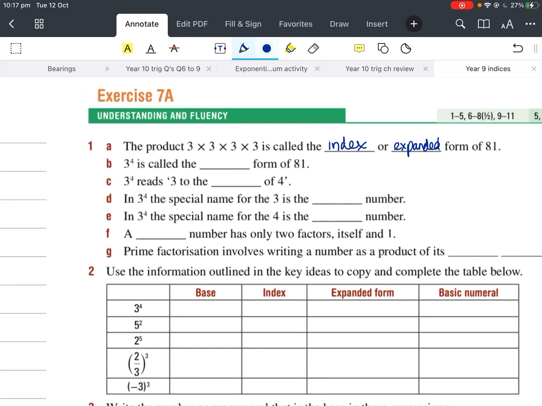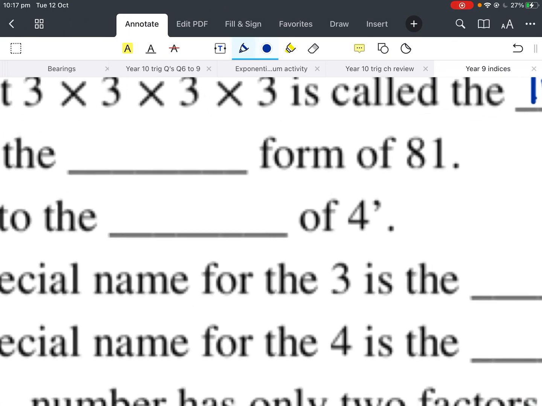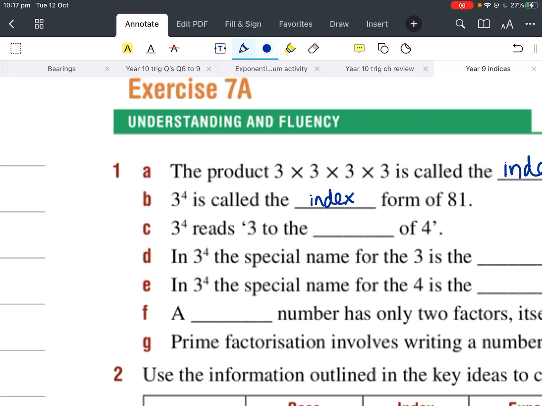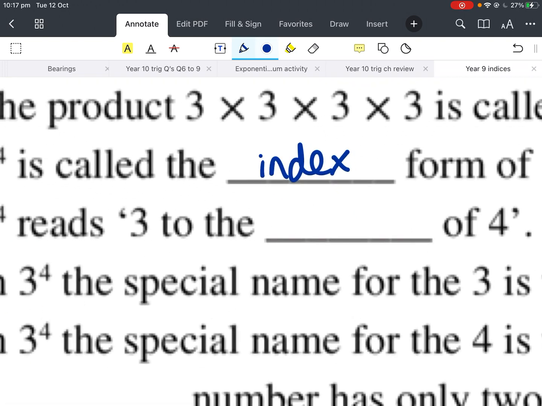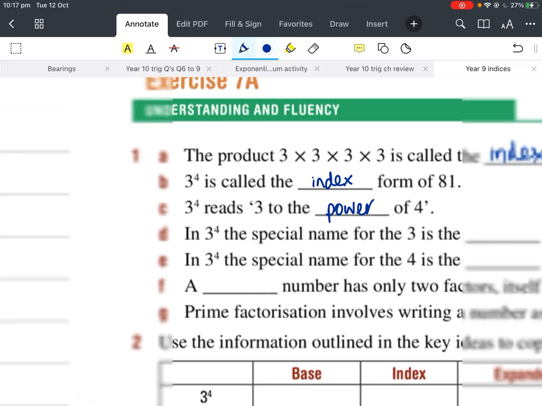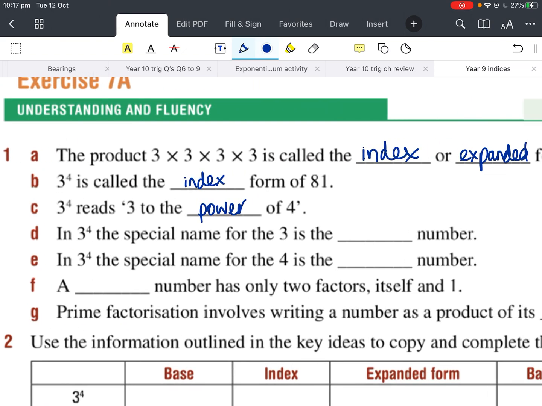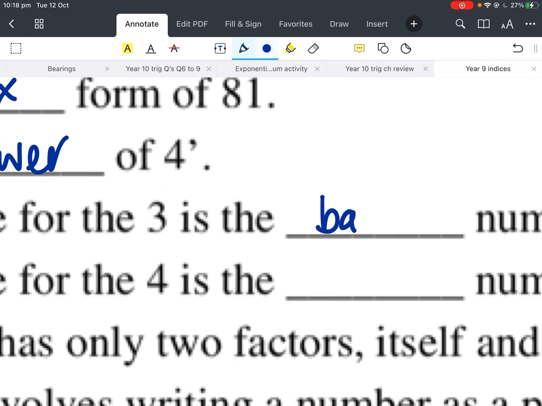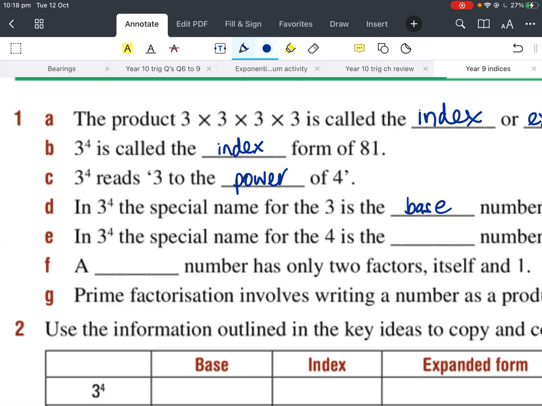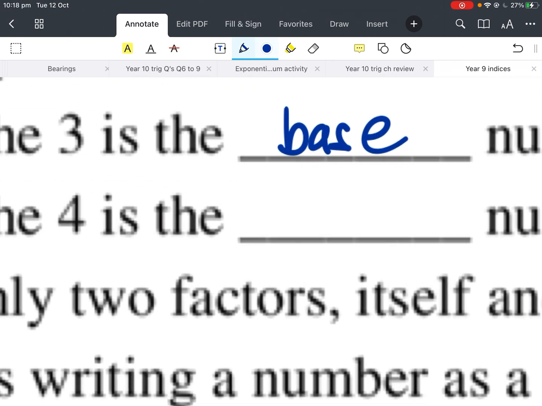Next one. 3 to the power of 4 is called the index form of 81. 3 to the power of 4 reads 3 to the power of 4. That's the way we say it. 3 to the power of 4 is the special name for the 3, it's the something number. What's the 3? The 3 is the base, isn't it? And 3 to the power of 4, the special name for the 4 is the index, or sometimes the exponential.